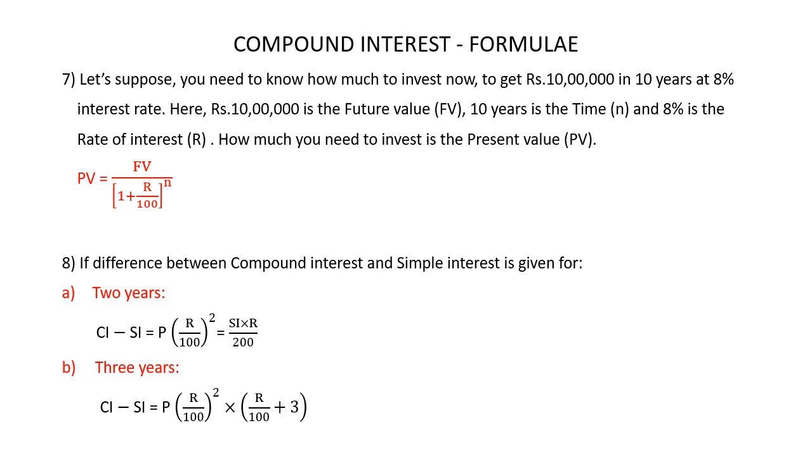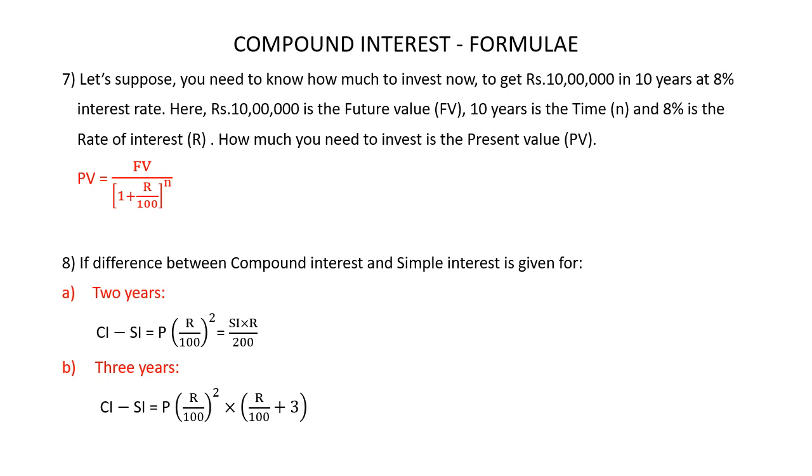Sometimes in a few problems in compound interest, the difference between compound interest and simple interest is given for either 2 years or 3 years. So let's look at those formulae. Now if difference between compound interest and simple interest is given for 2 years, use the formula CI minus SI is equal to P multiplied by R by 100 raised to the power 2. Now CI minus SI is also equal to SI multiplied by R divided by 200.